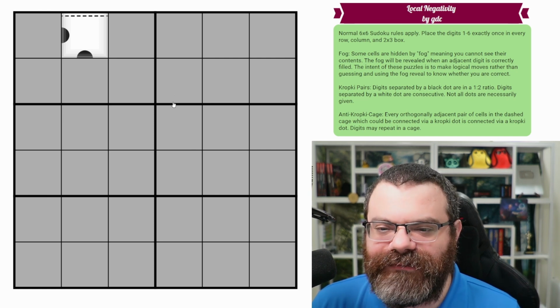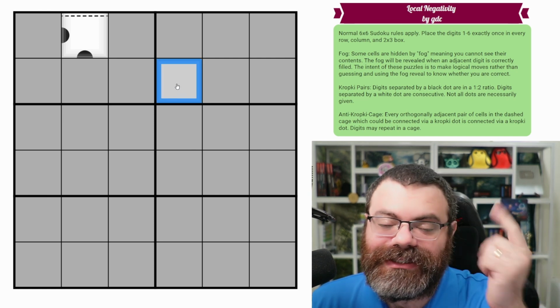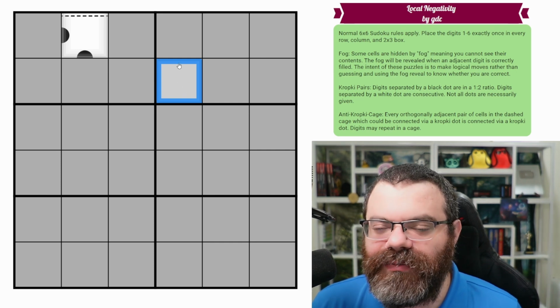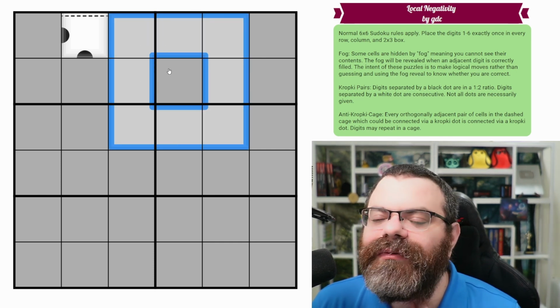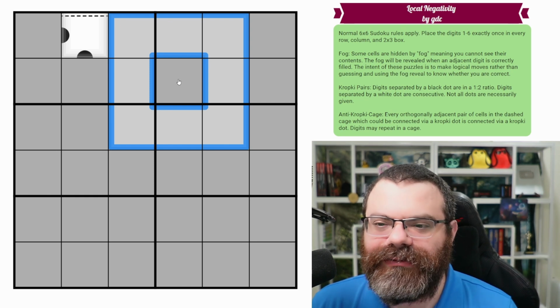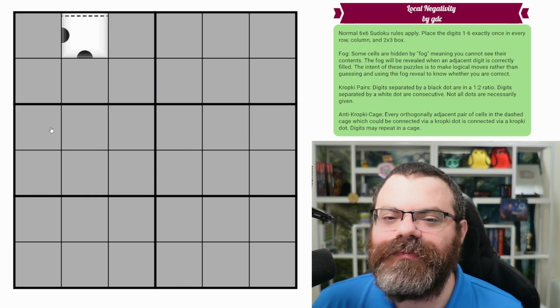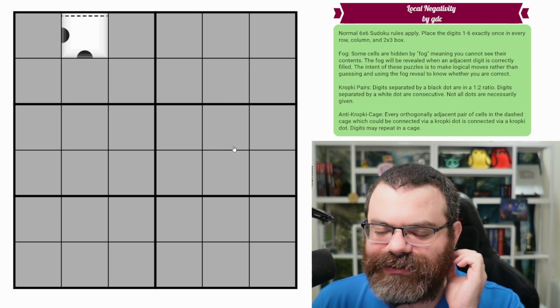Well, the way we reveal the fog is by getting a correct digit. If I place the correct digit in here, it will reveal what's underneath that fog as well as everything around it. All 8 cells around it will also get revealed, if not already revealed, of course. So we'll be revealing the entire puzzle as we solve it.